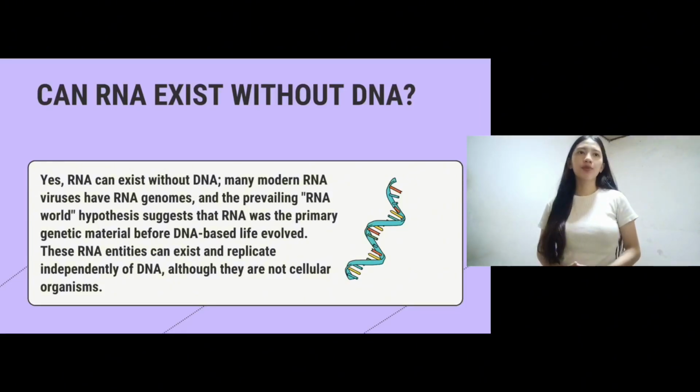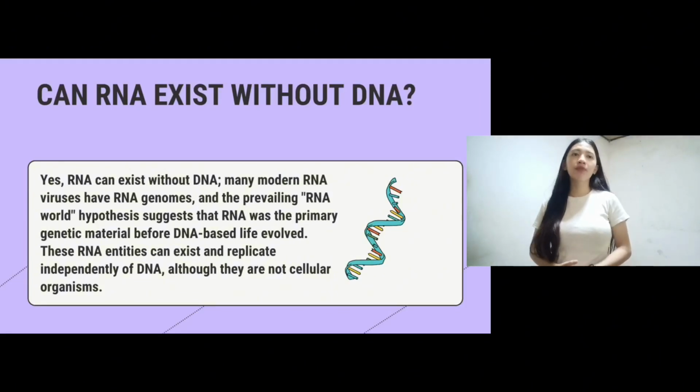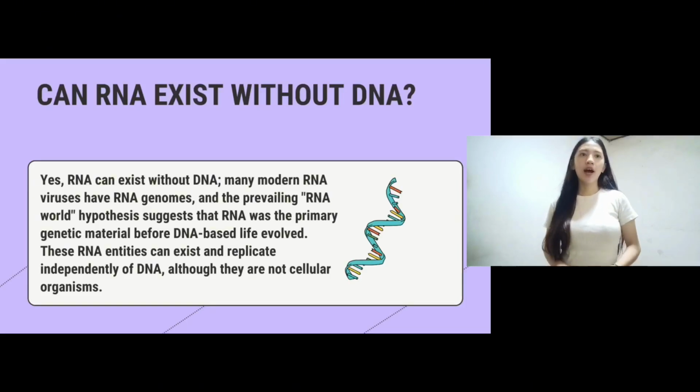Usually, RNA comes from DNA, but in some cases, RNA can exist without DNA. For example, some viruses only have RNA as their genetic material. A real example is the COVID-19 virus, which has RNA instead of DNA. There is also a theory called the RNA world hypothesis, which says that before DNA evolved, life may have started with RNA. So yes, RNA can exist without DNA. But in most living things today, RNA still needs DNA as the main source of instructions.